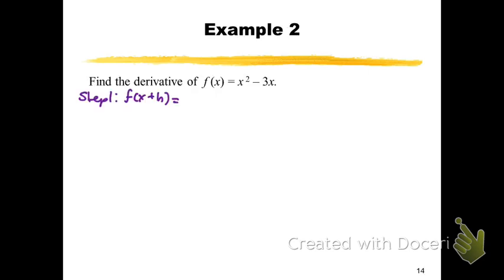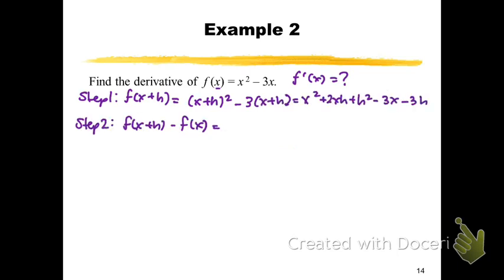So we're now going to find the derivative of this function. What are we looking for? What is f prime of x? Step 1 says to find f of x plus h, so everywhere I see x, it's going to become x plus h. So we have x plus h squared minus 3 times x plus h. We do a little algebra and get this expression here. We have to FOIL this out and make sure we distribute the negative amongst both of these terms.